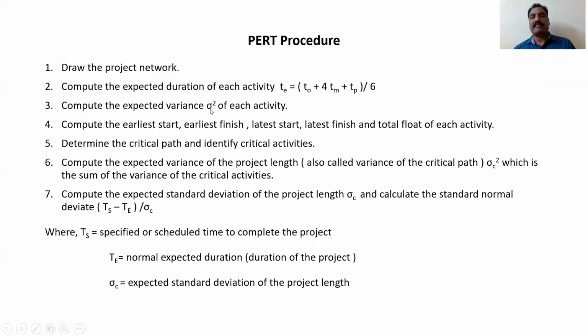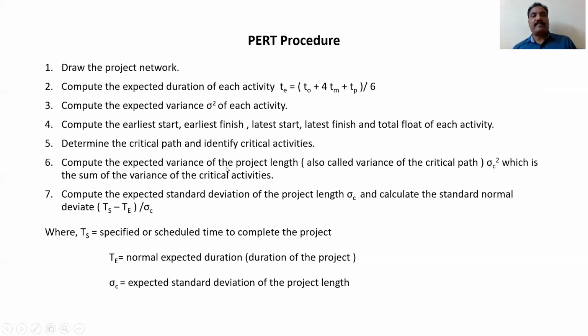Compute the expected variance, that is sigma square, of each activity. Compute the earliest start, earliest finish, latest start, latest finish, and total float of each activity. We have already calculated these TE values, TL values, TF. Then determine the critical path and identify critical activities. The critical path is where the TL values and TE values are the same. Those activities are called critical activities.